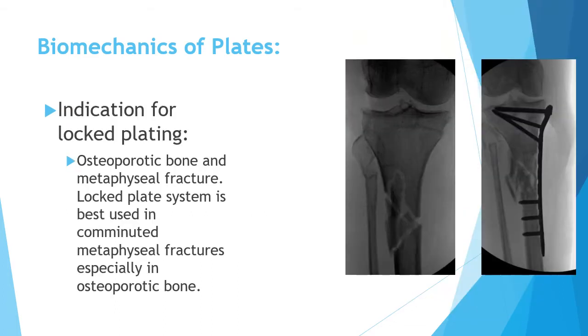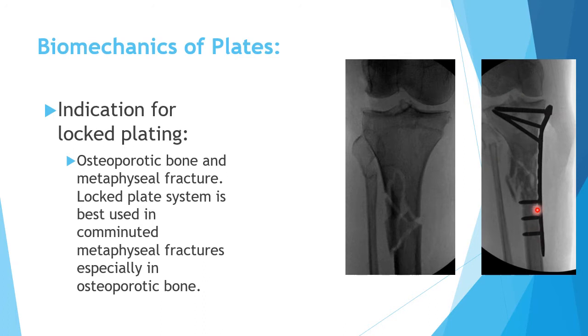The most important indication for using a locking plate is a metaphyseal comminuted fracture in an osteoporotic patient. If you see, this patient is an 80-year-old with rheumatoid arthritis on steroids. She has severe osteoporosis and a highly comminuted metaphyseal upper tibial fracture. This fracture was actually treated in the beginning with a nail, and it failed the fixation.